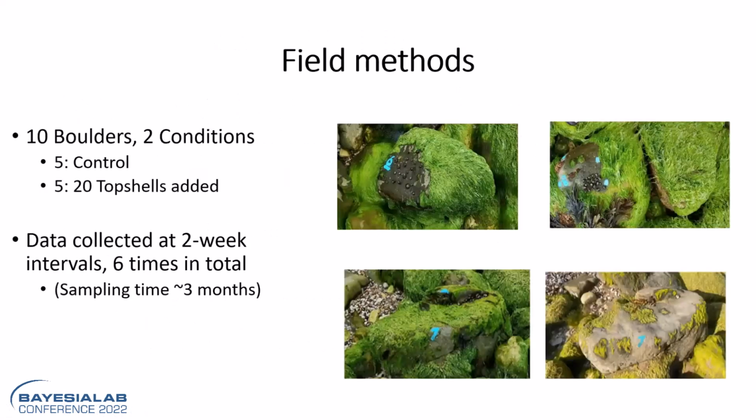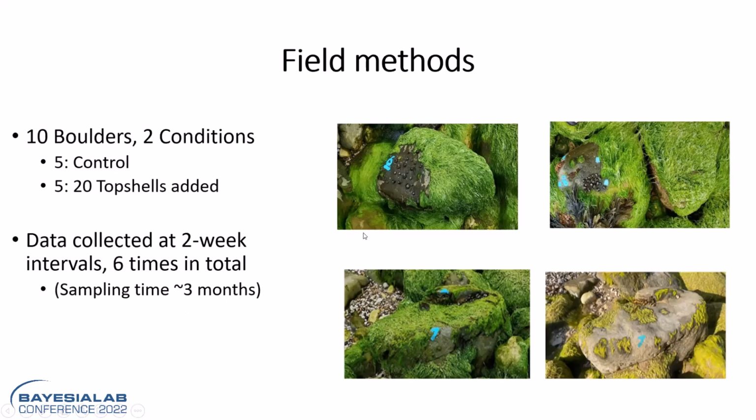So to contextualize this, we have the field methods. It's very simple. We had 10 boulders with 2 conditions. These boulders are essentially, imagine a big block that's just dominated by green seaweed. So 5 of them we're just going to leave alone. And the other 5, we're going to significantly increase the grazing pressure by adding 20 top shells. And we're going to see how this responds over time. So we collect data at 2-week intervals, 6 times in total, which gives us a sampling time of around 3 months.